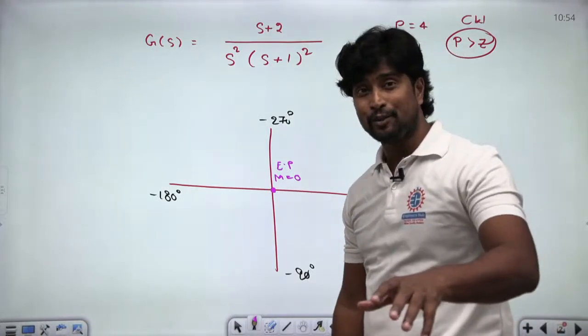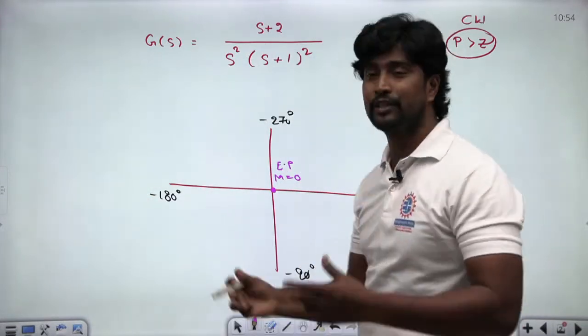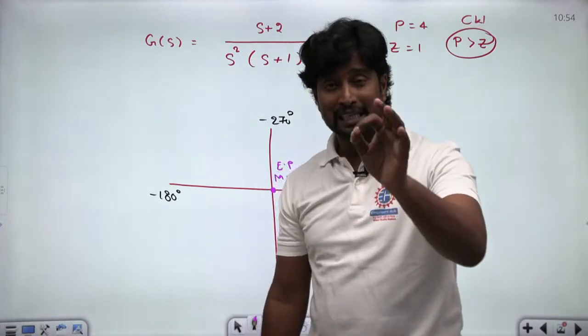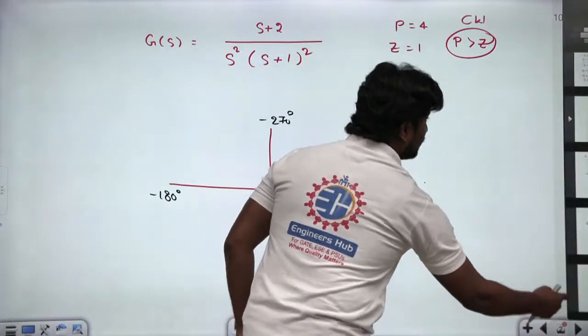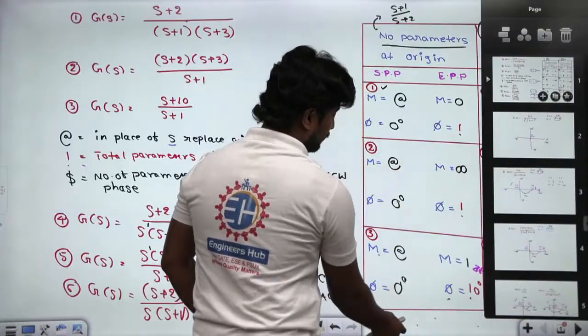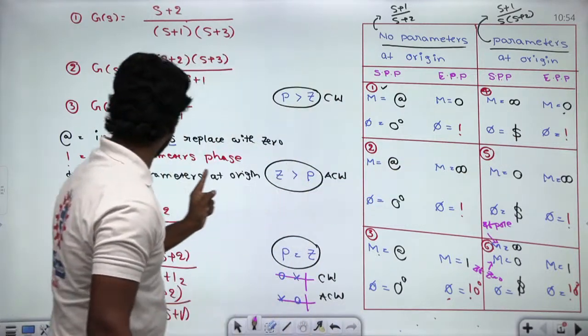But the starting point magnitude equals infinity, right? It is also infinity. Which infinity do I want to choose? That is decided by what? The starting point phase. Guys, carefully see once. What is the starting point phase? This is the starting point phase, right?